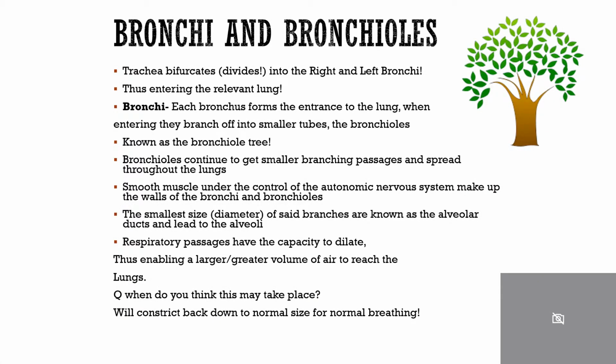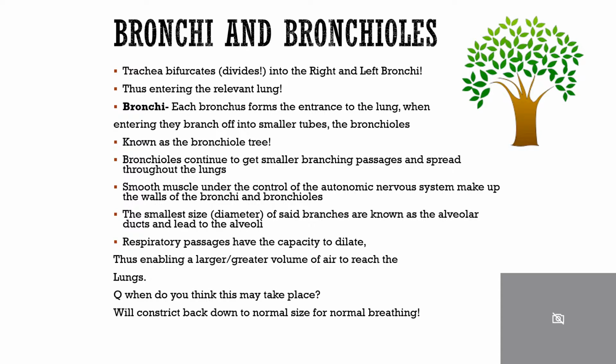Bronchi and bronchioles. The trachea bifurcates. It divides into the left and right bronchi, thus entering the relevant lung. Each bronchus forms the entrance to the lung. When entering, they branch off into smaller tubes, which we term the bronchioles. This is known as a bronchiole tree.